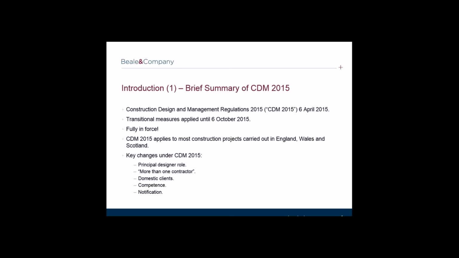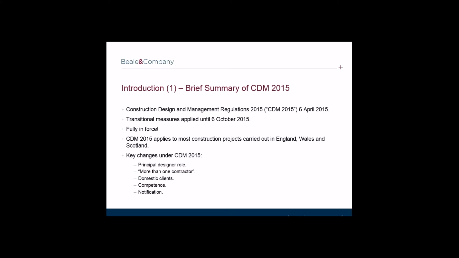CDM 2015 came into force on 6 April 2015. These are the third set of regulations brought in to implement key aspects of an EU directive relating to construction. CDM 2015 contained transitional measures in order that the industry could get used to the changes, particularly in relation to the end of the CDM coordinator role being replaced by the principal designer. These transitional measures no longer apply, and CDM 2015 is fully in force.